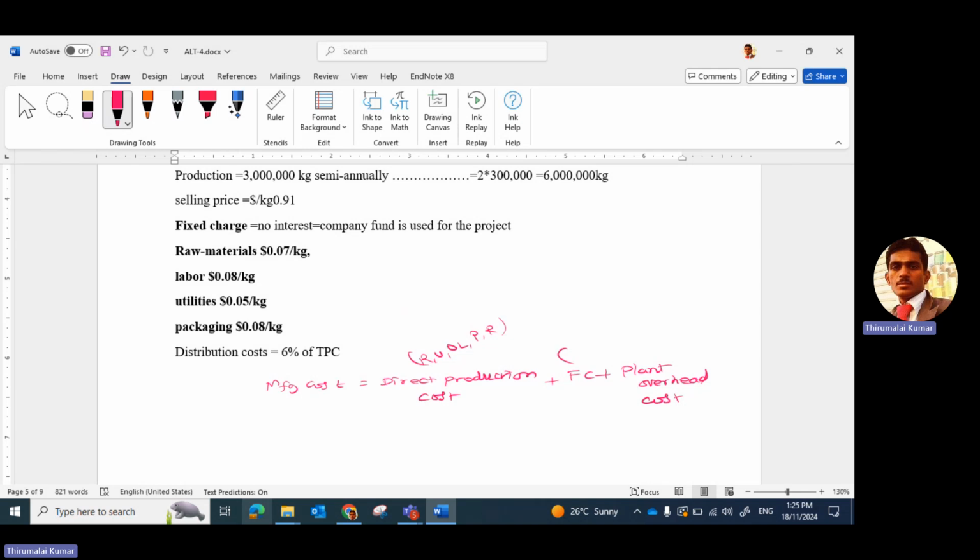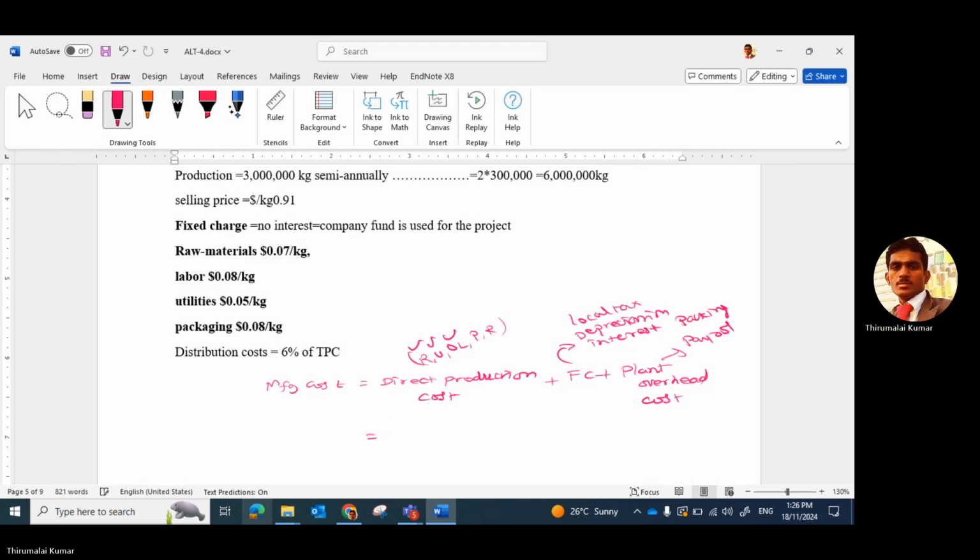In case of fixed charge, we have depreciation, local tax, and in addition to that, interest. Planned overhead cost includes payroll and packing material. So as per the given problem, we have three components: raw material, utility, operating labor.